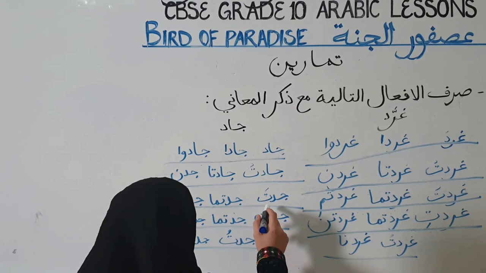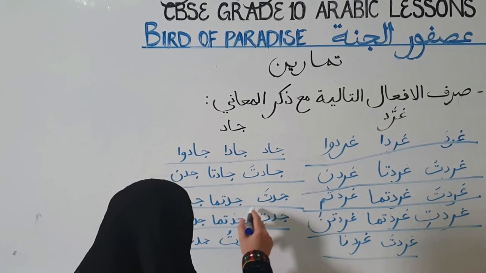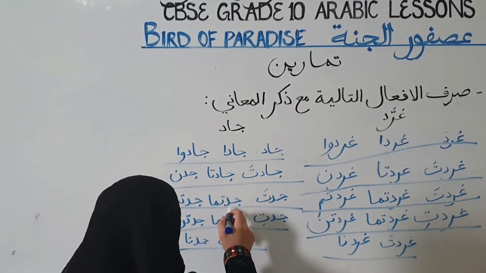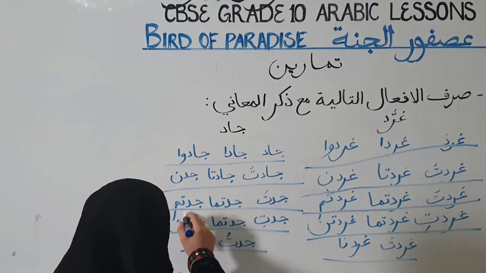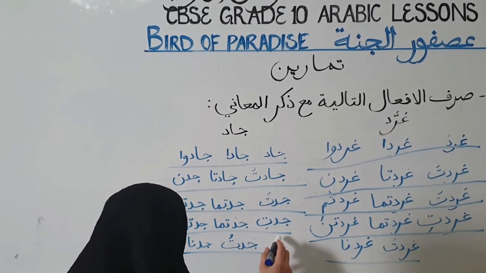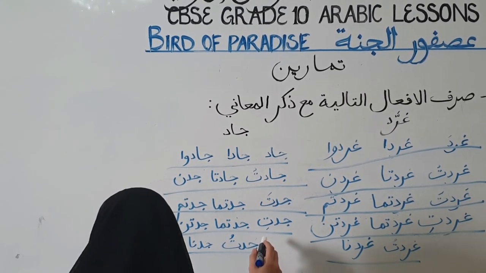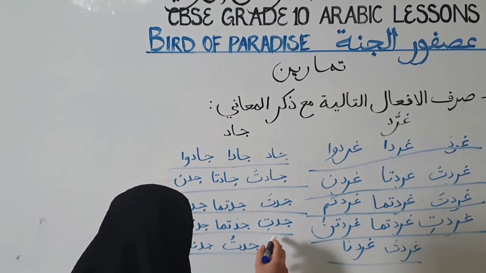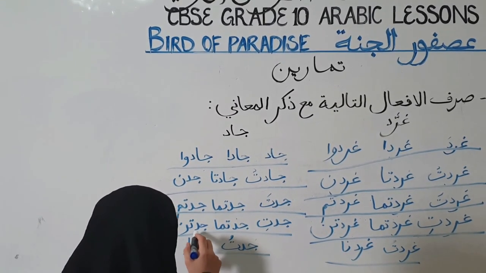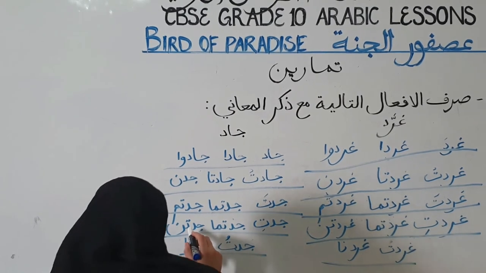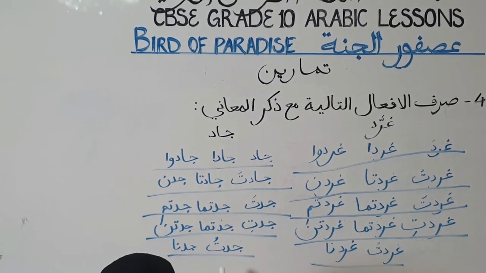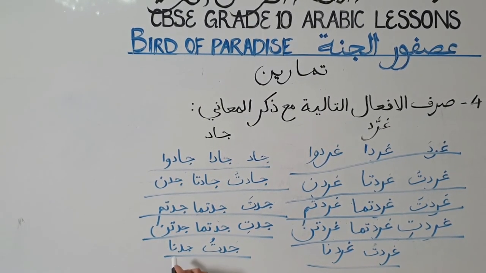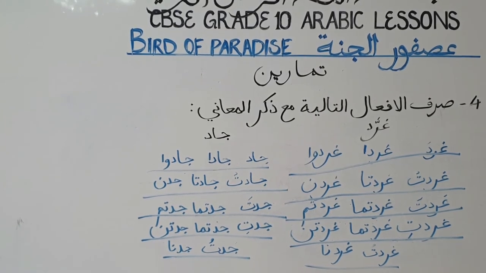Judta, you became serious, speaking to a male person. Judtuma, you two became serious. Judtum, you all became serious. Judti, speaking to a second person female, you became serious. Judtuma, you two became serious. Judtunna, you all became serious. Judtu, I became serious. Judna, we became serious.